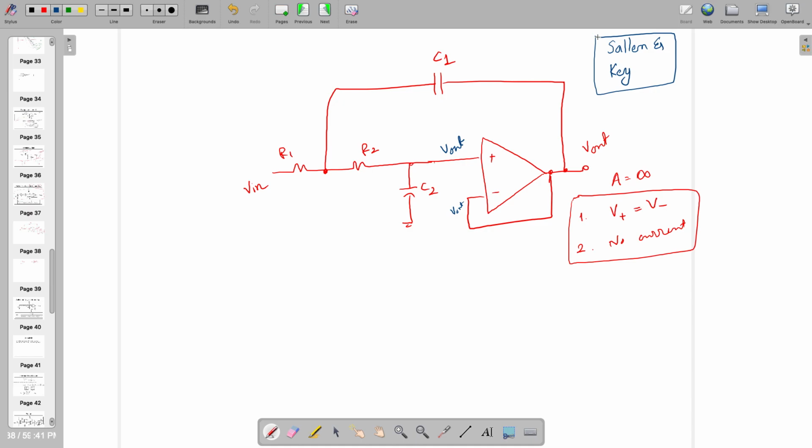So let's see how you are using KCL, KVL. Let's call this point Vx. So what approach are you doing? Dinesh, can you check what others are doing? If you need any help, you can ask me.